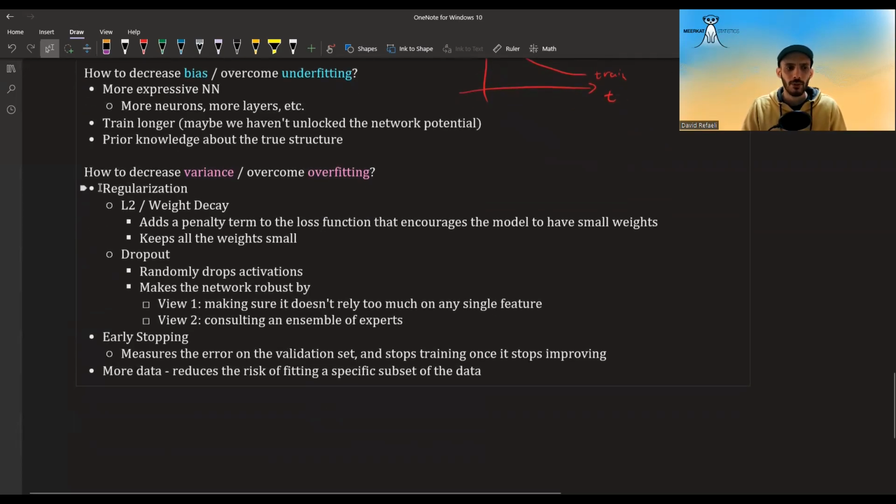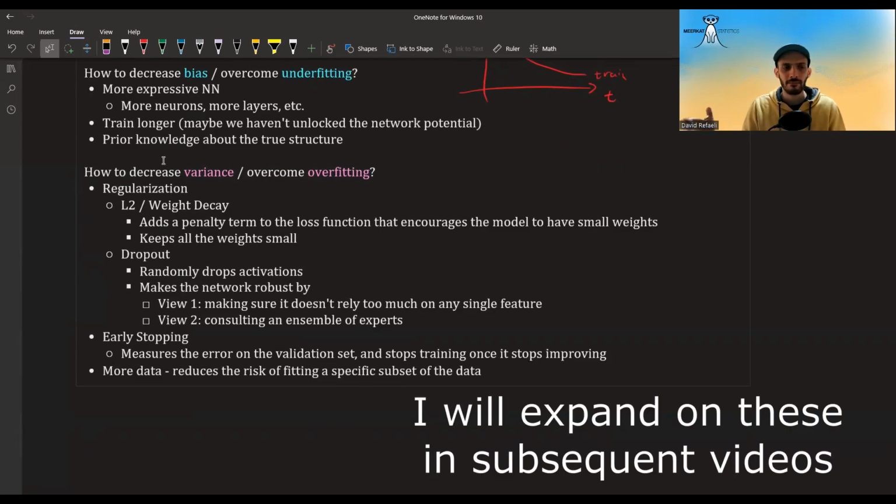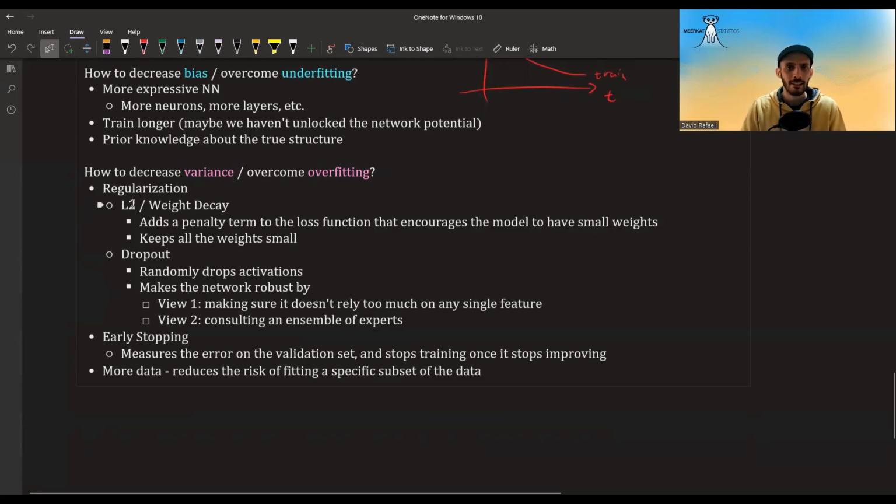One of the most popular ways is adding regularization. And there are 2 main types of regularization that are often used. The first one is the L2 norm, or the weight decay, which adds a penalty to the original loss function that depends on the weights of the neural network. And because it adds this penalty, it encourages the model to have smaller weights, which prevents overfitting.